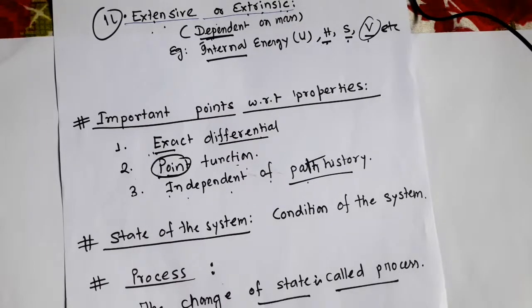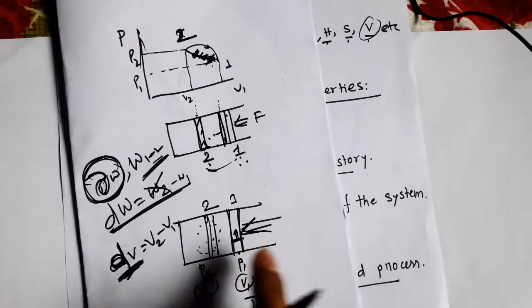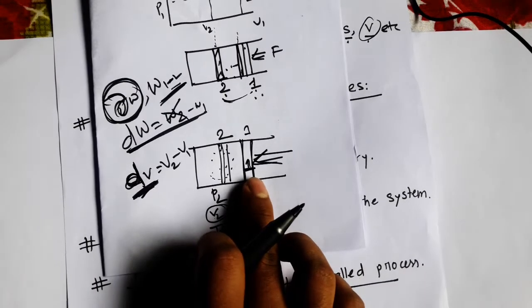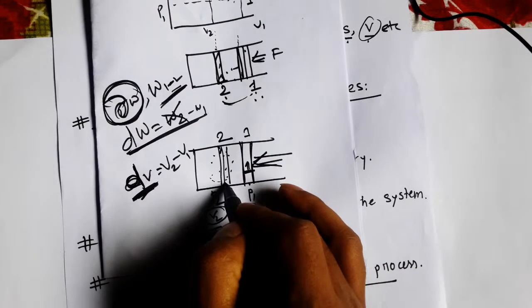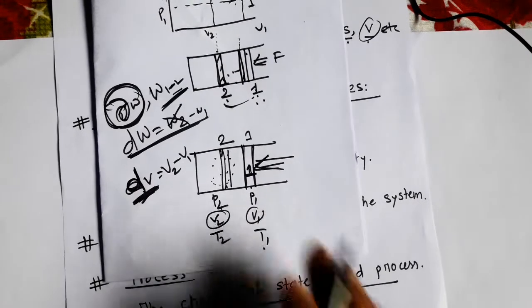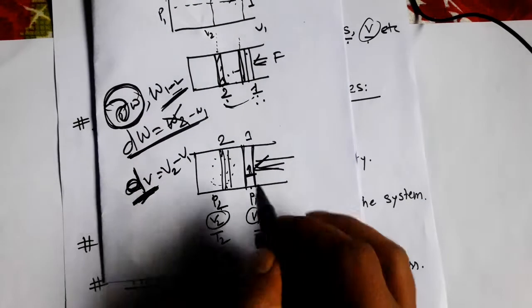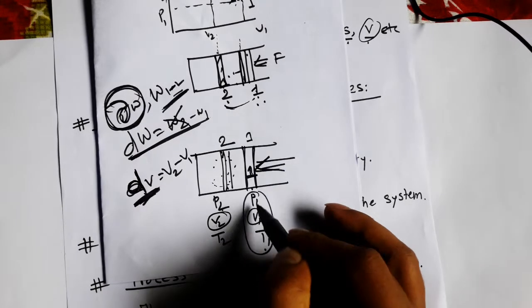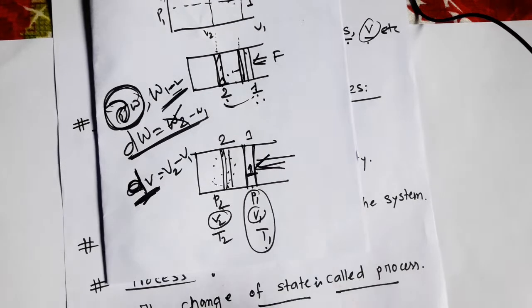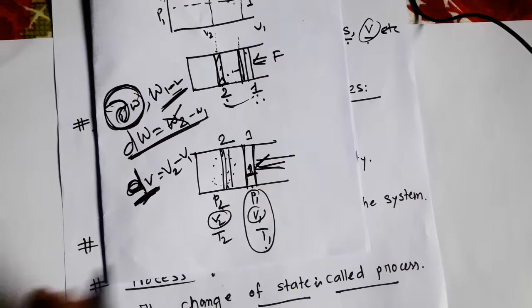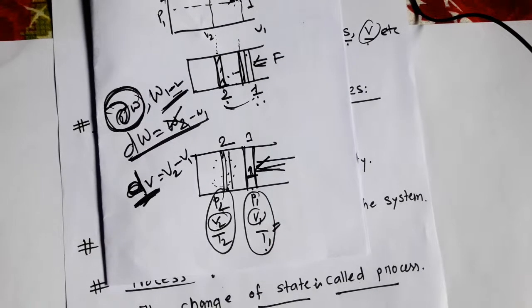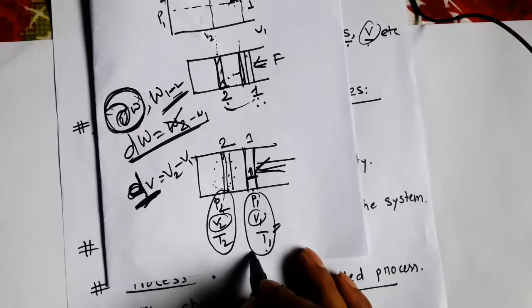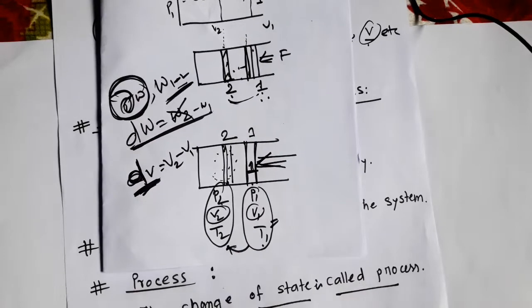Now, state of the system. The condition of the system is called the state of the system. So at position 1 of the piston, the pressure, volume and temperature are P1, V1 and T1. At position 2 after compression, the pressure, volume and temperature are P2, V2 and T2. So by choosing the properties, we can specify the condition of the system. This is the state. So this is the initial state and this is the final state of the system. Here you can see one thing, the system has changed its state.